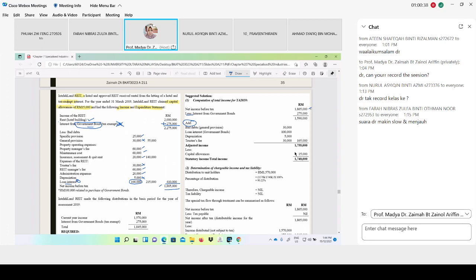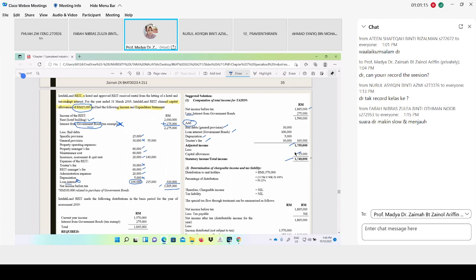That is general provision of bad debt, loan from the government bond, depreciation, and also trustee fees. Okay, so this is your adjusted income. For the REIT, this is considered as business source. You have another deduction that is capital allowance. You get the information from the first paragraph. The capital allowance is 15,000. You minus 15,000 to get statutory income or total income.